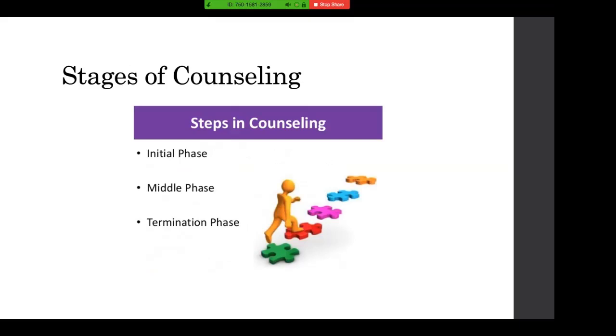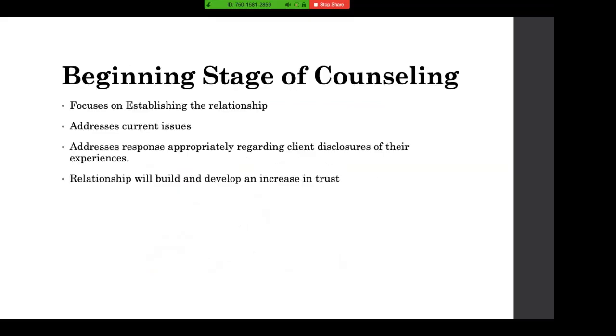So as we go into the stages of counseling, there is the initial phase, the middle phase, and the termination phase. And in these next few slides, we're going to really discuss how those stages will look for that client.